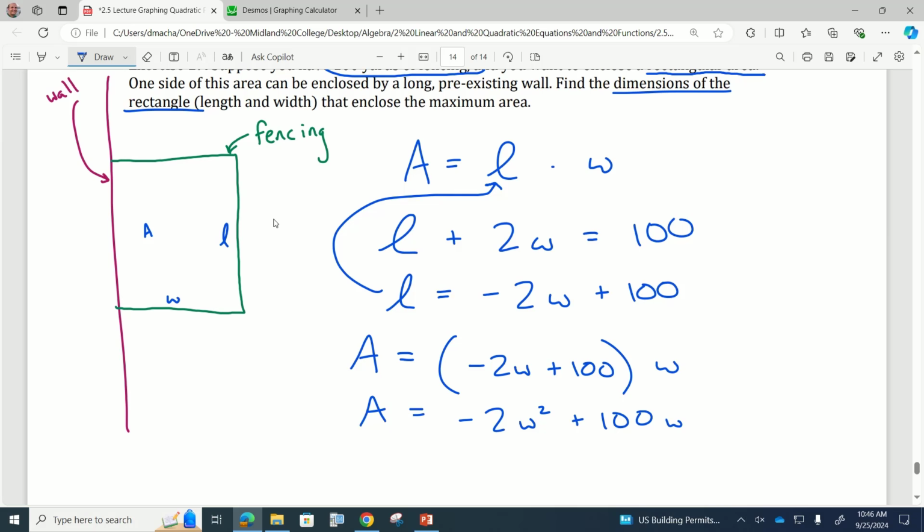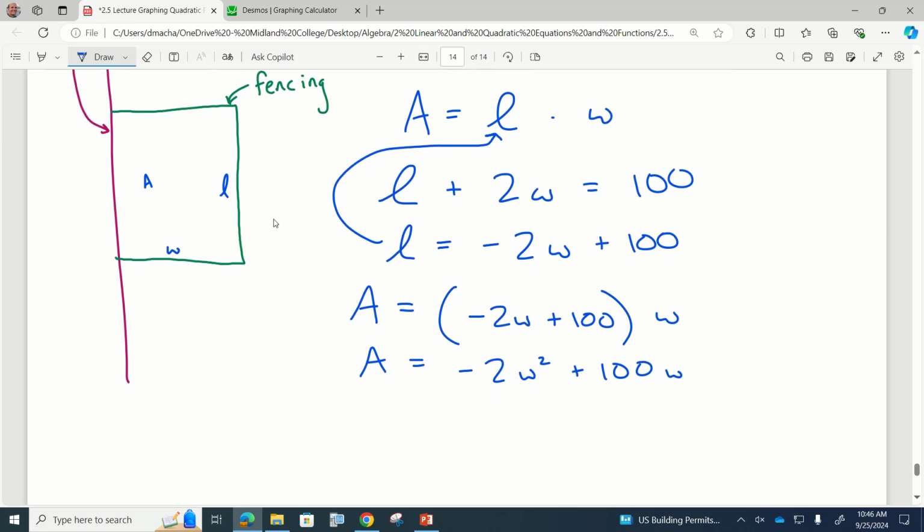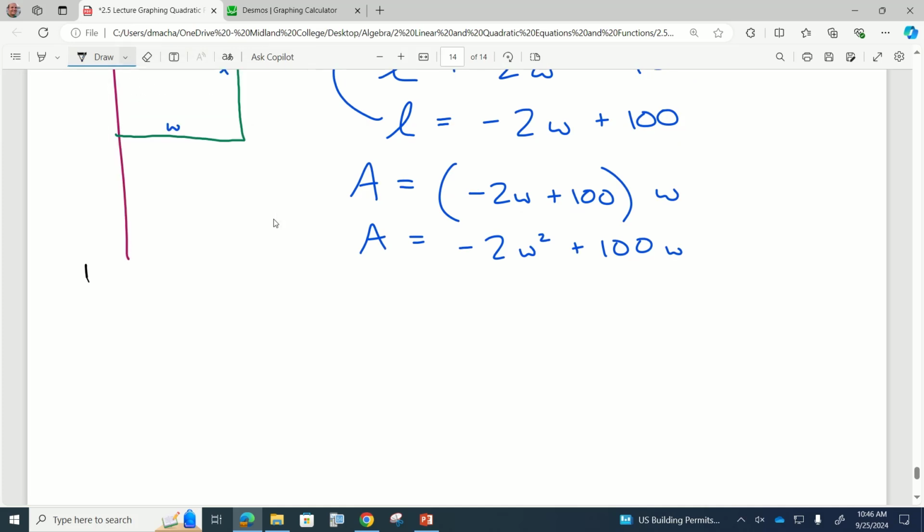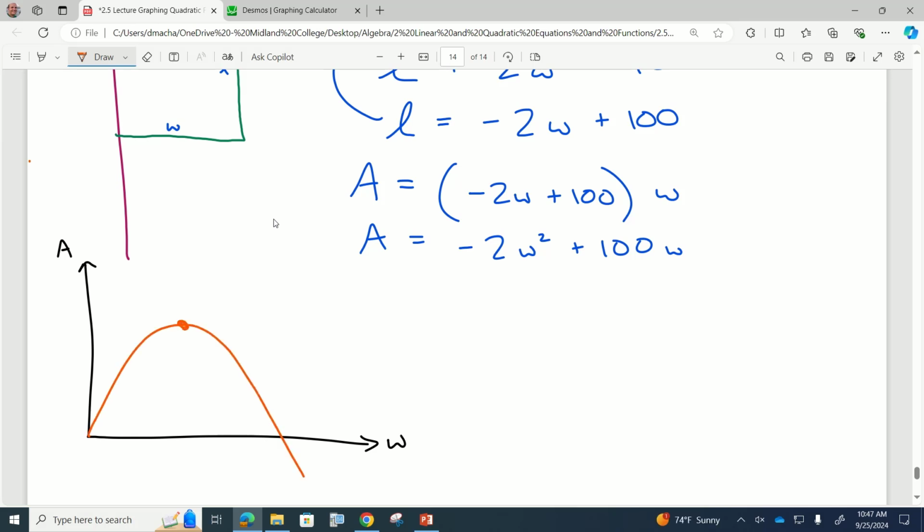This is a quadratic function. It's in expanded form. And if I want to maximize the area, I'm trying to maximize this function. Well, what would this look like if I were to graph this on a plane where I graph the width as my horizontal axis and the area as my vertical axis? The negative 2 in the front tells me that my parabola is facing down. In other words, it's going to look something like this. And that means my vertex is the maximum area that I can possibly get.